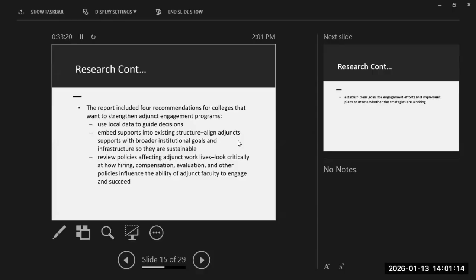Look critically at how hiring, compensation, evaluation, and other policies influence the ability of adjunct faculty to engage and succeed. And it never hurts, like I talked about, we did look and we realized that they needed more money, but I think we still know that they still need more money. So do we need to revisit that? Is that in our strategic plan of improving student success and retention? Does this play a vital role where it would be worth looking at again to think we really need to pay them even more than we're paying.